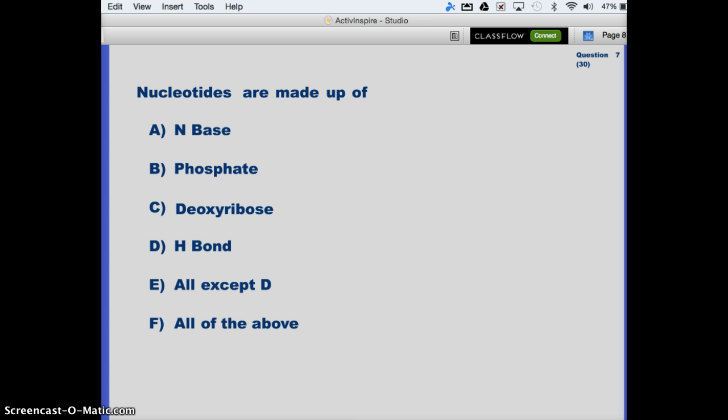So nucleotides are made up of three things: a phosphate, a 5-carbon sugar, which is a deoxyribose if it's DNA, and an N base, okay? Hydrogen bonds hold them together, one nucleotide to the other.